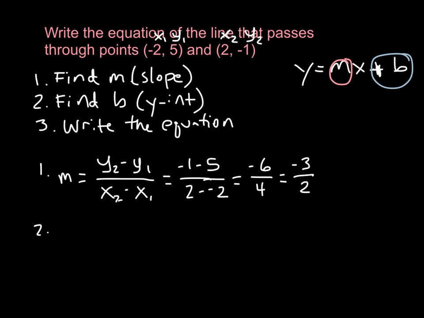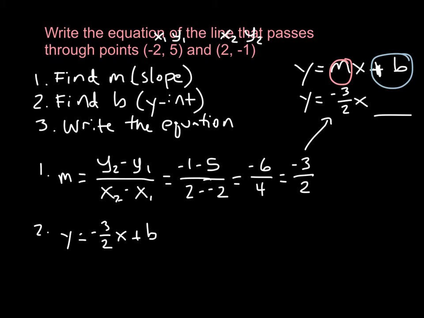Our second step, now by the way, what that means is we can come up here and write y equals, and this slope can go right there, -3 over 2x. Now we need to figure out this plus b part. So to find our y-intercept, what we're going to do is write the equation that we have already partially written right here. We're going to write this down with plus b here. So I'm going to write y equals -3 over 2x plus b.